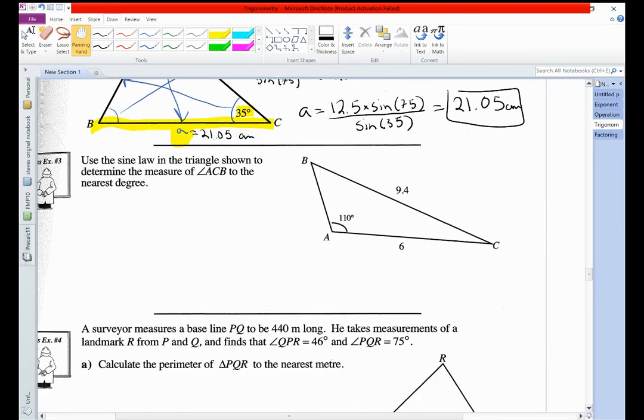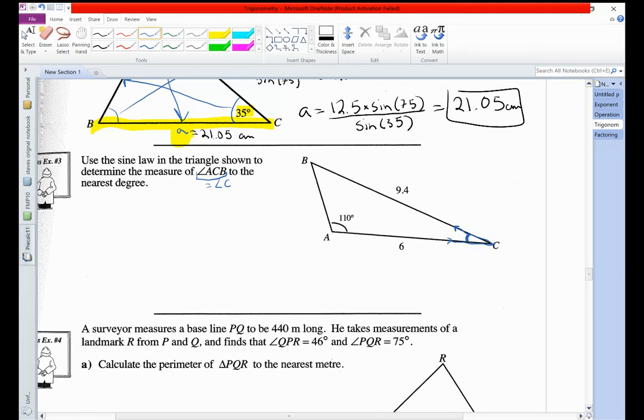It says here, use the sine law in the triangle shown to determine the measure of angle ACB to the nearest degree. Angle ACB is the angle formed when you move from point A to point C to point B. It's a weird notation, I know, but if you come from A and go to C and then carry on to B, you can see that the angle formed is actually just angle C. Does that make sense? So what this means technically is angle C.